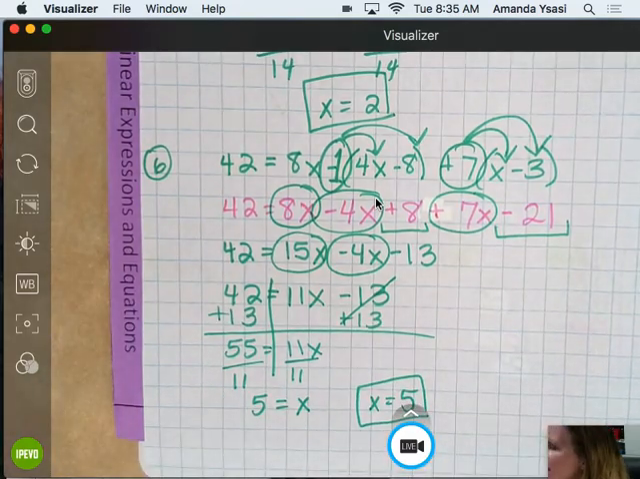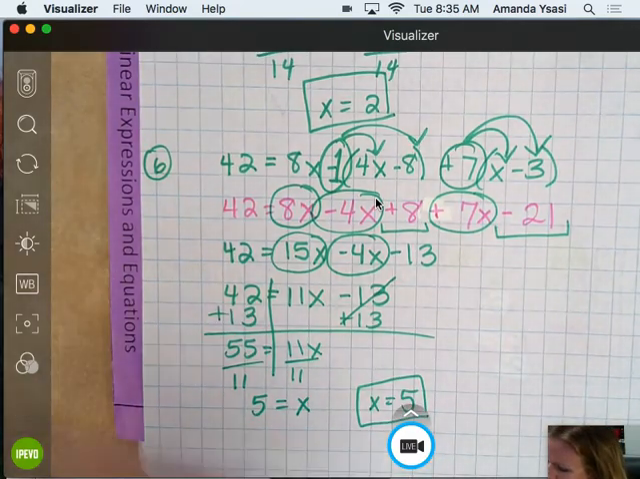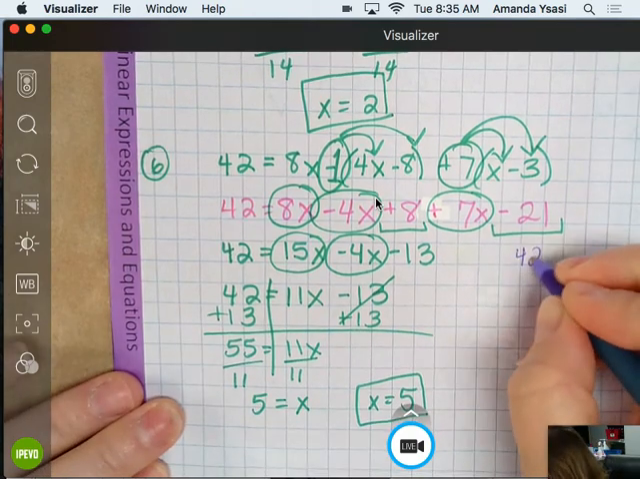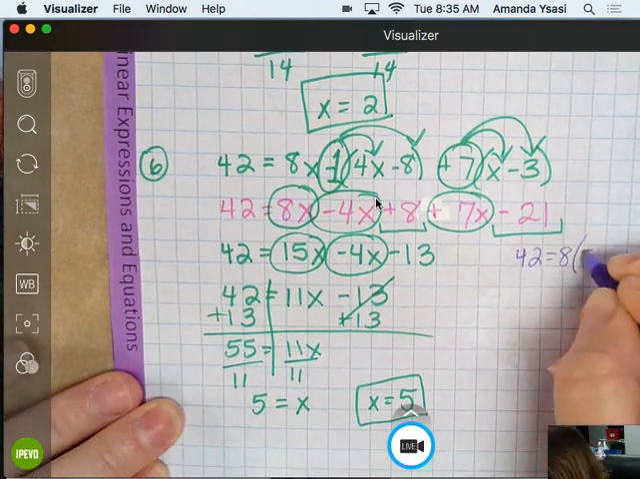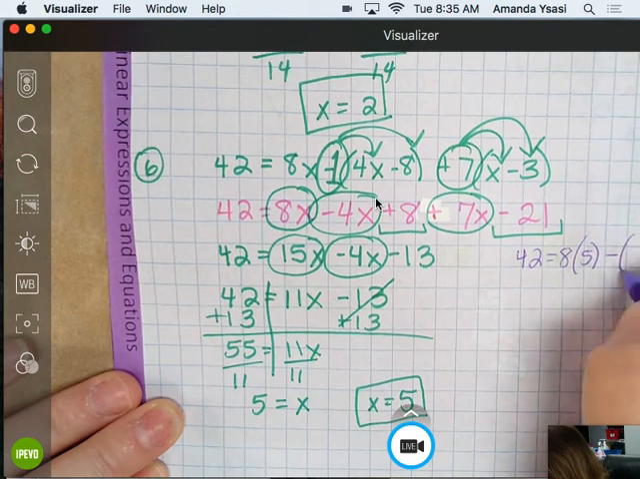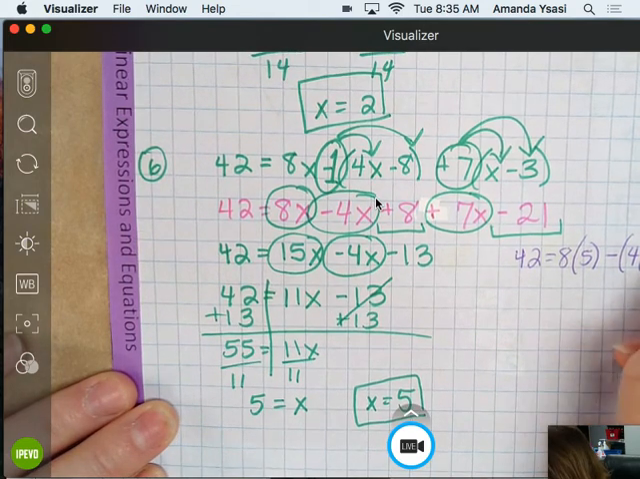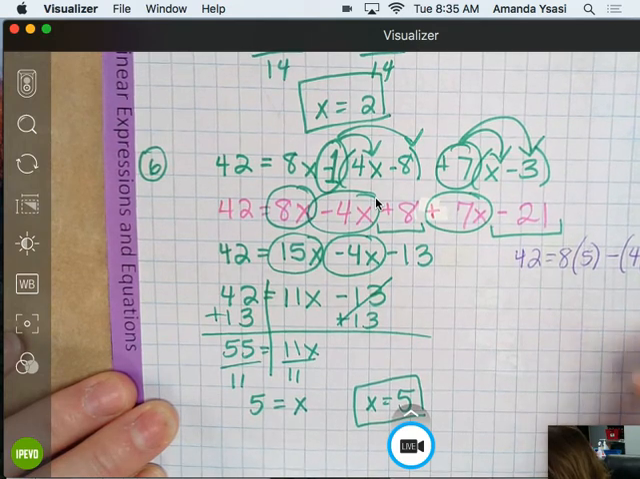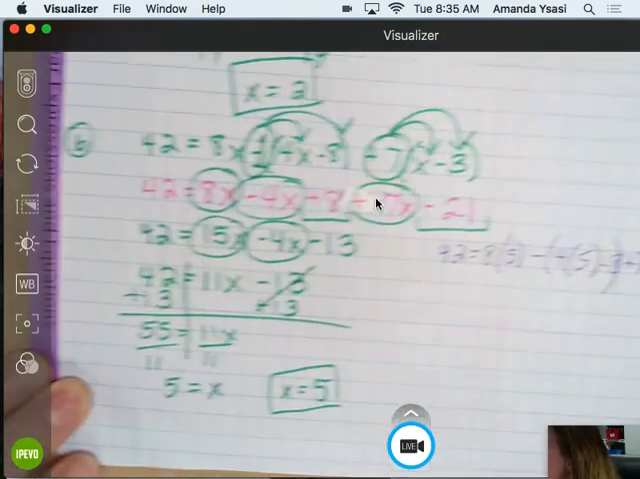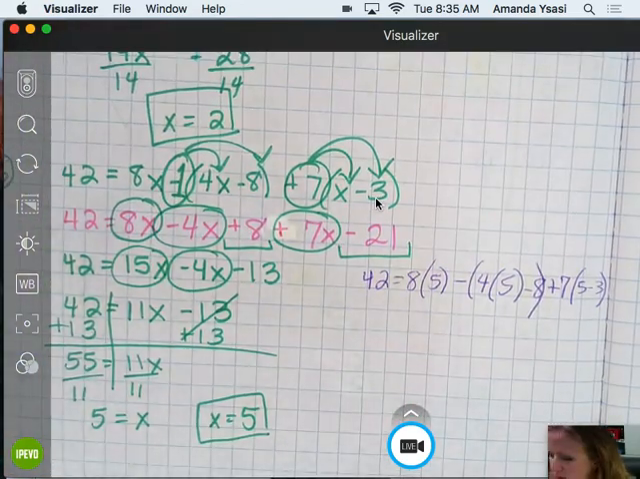And then show you're checking the work. 42 equals 8 times 5 minus 4 times 5 minus 8 plus 7, 5 minus 3. Oh, that's a lot. So make sure to check that.